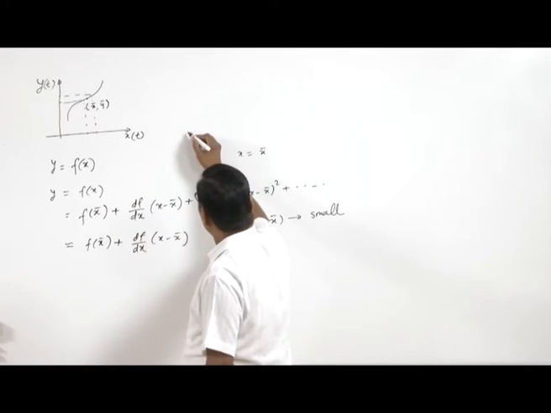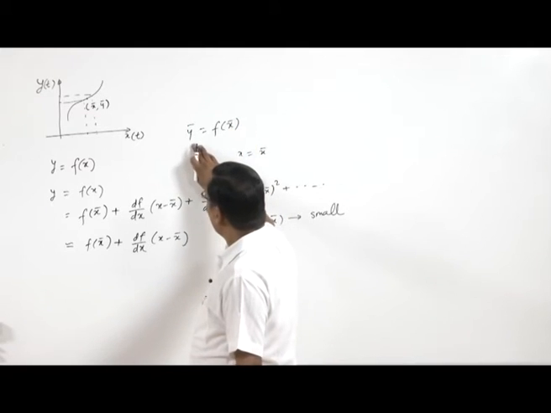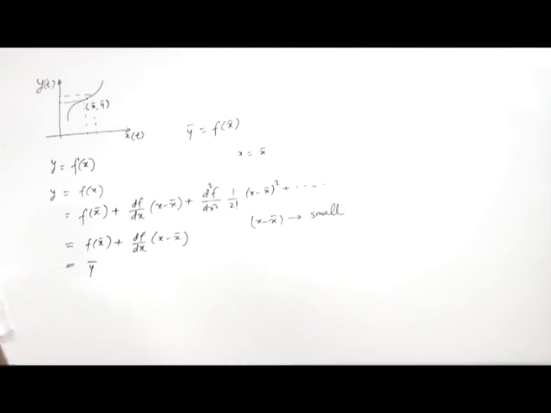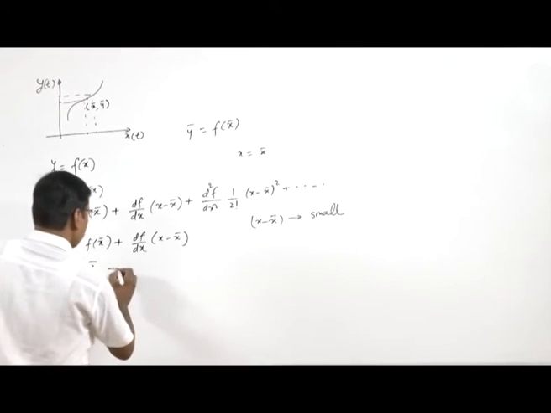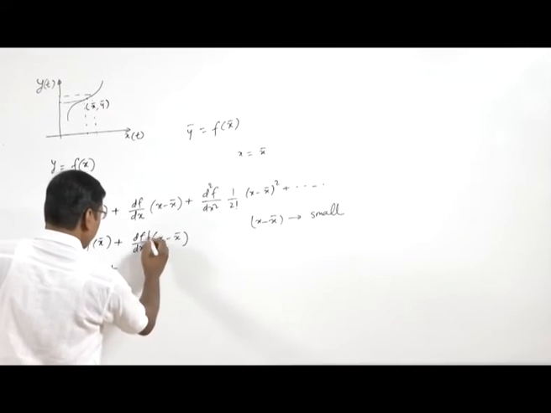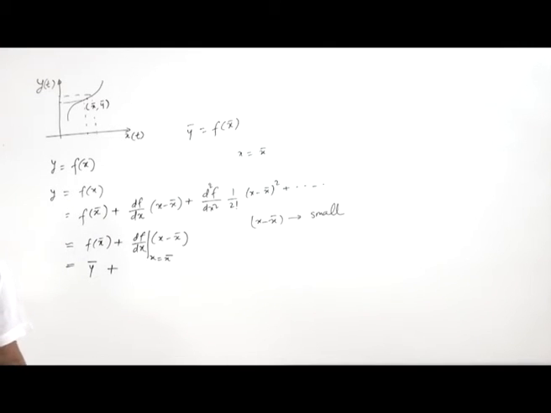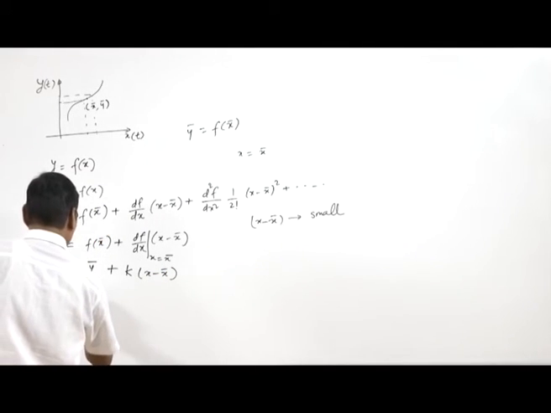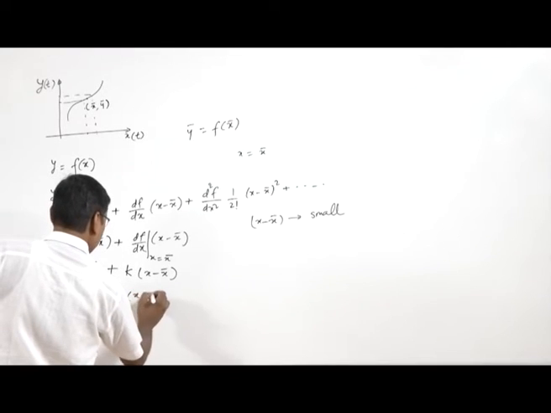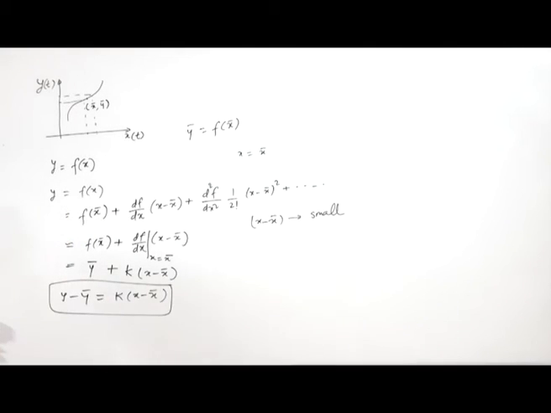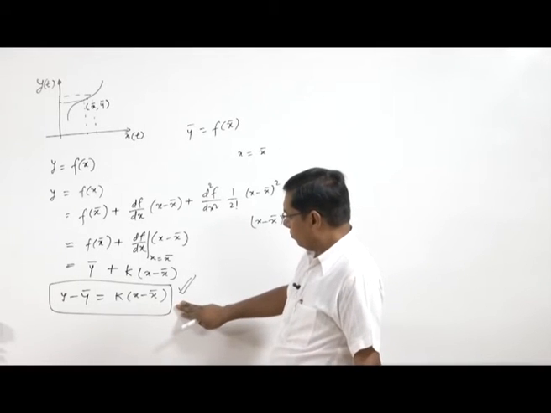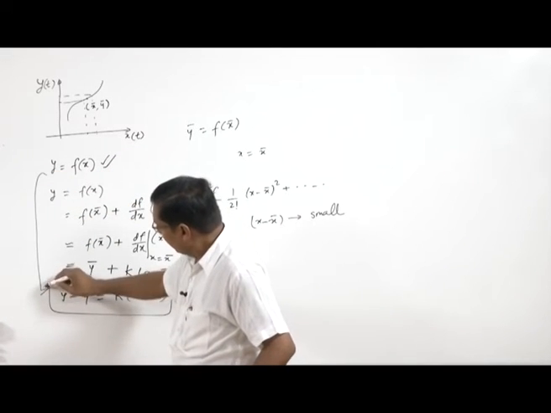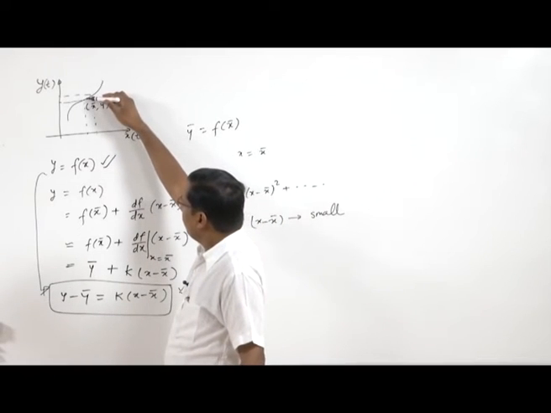So, y bar equals f(x bar), because the value of the function at x bar is y bar. So, here we can write y bar plus this df by dx, which is calculated at x equal to x bar. So, let us write this as k, and x minus x bar, or we can write y minus y bar equals k times (x minus x bar). So, this is a linear function. This nonlinear function is now approximated as a linear function close to this point.